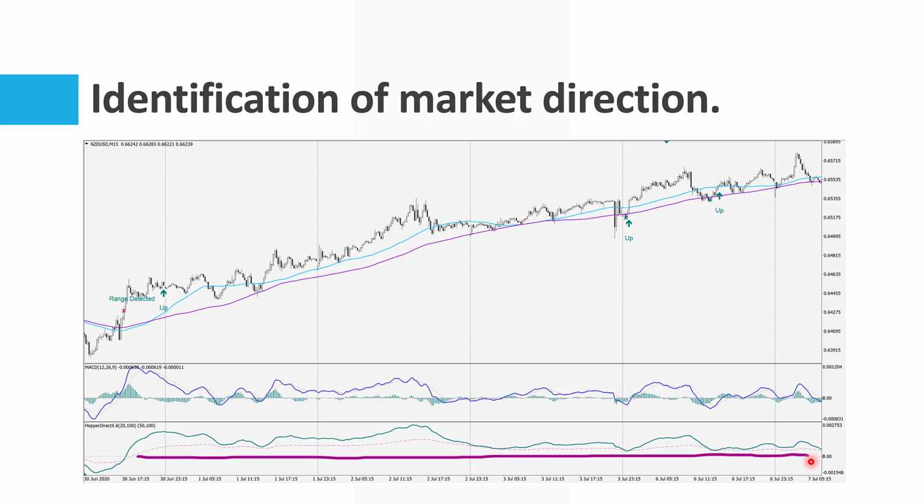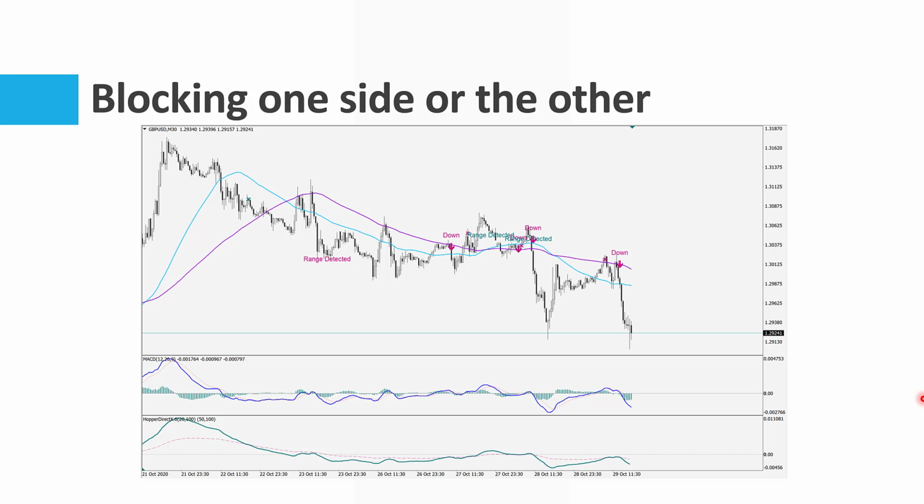Anything below zero, we're in the down direction, and crossing zero, crossing that polarity line, gives us our timing for expectations about momentum building and momentum fading and so on. All right, so the next slide is just an example of blocking one side or the other.